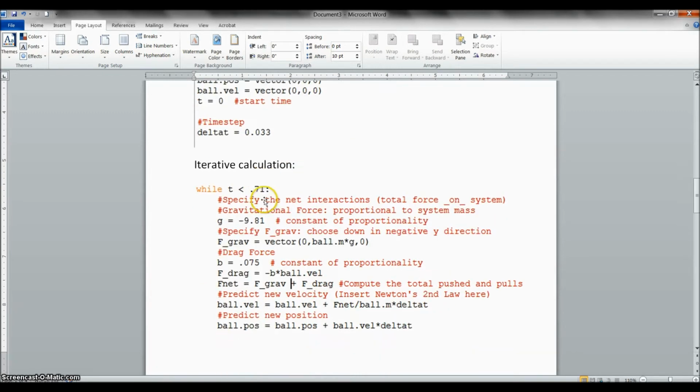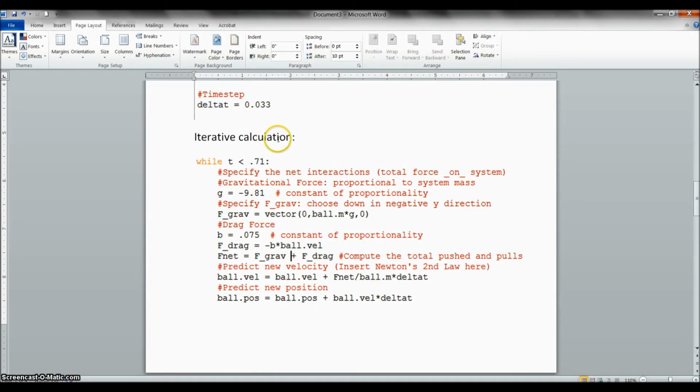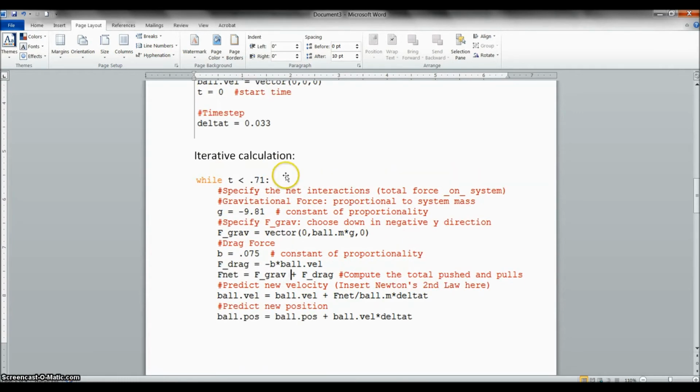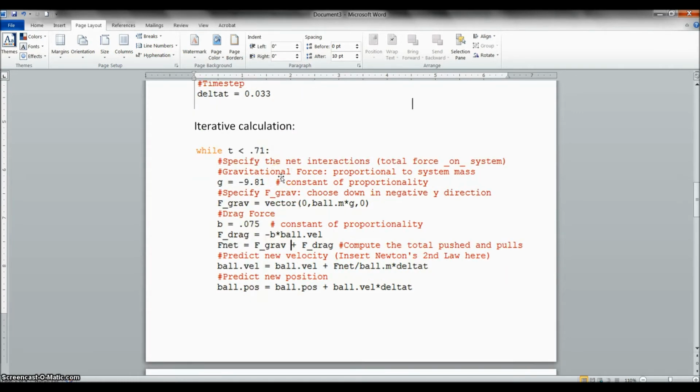We used iterative calculation in our simulation this week, which essentially is an update at each time step, where we do the calculations over and over again, and this gives us an accurate model to continue to predict the system's motion.